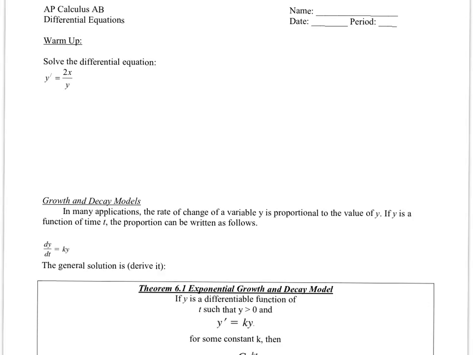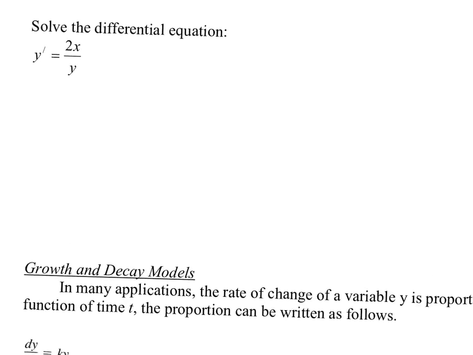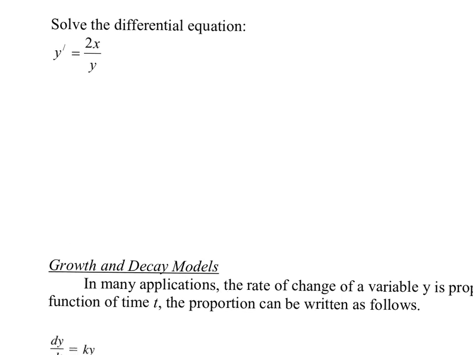So in the warm-up, it says solve the differential equation. The first thing I'm going to do is rewrite this. Instead of y prime, I want to write it as dy dx because I think it makes the first step a little more obvious. What is the first step to solving this? By doing what? Reordering them. Yeah, you're getting there. So separation of variables, right?